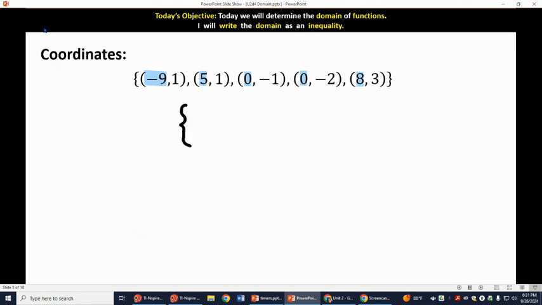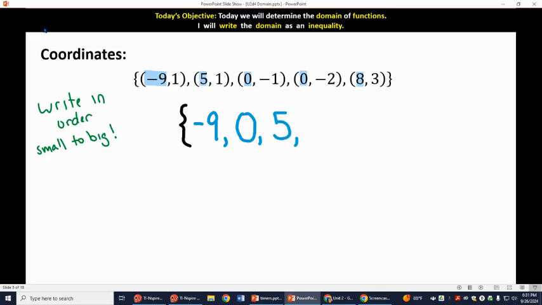So when I start with my bracket and I look at my numbers, -9, 5, there's 2 zeros and an 8. My smallest number is -9. We're going to write them smallest to biggest. So I'm going to start with that -9. My next smallest number is 0. My next smallest number is 5. And the last number is 8. Then I close with another curly bracket.